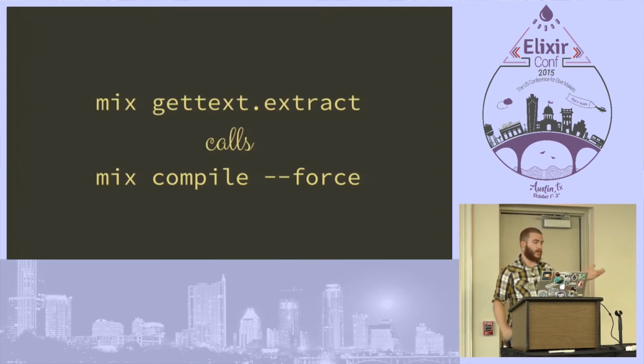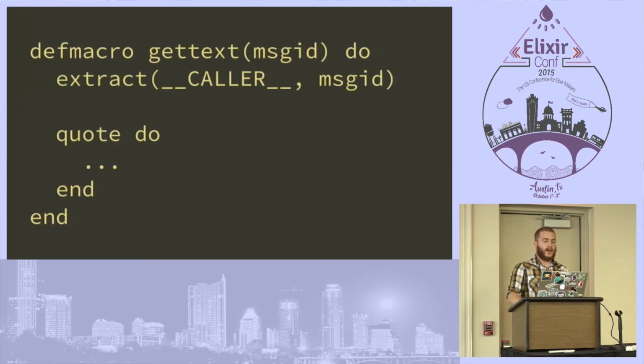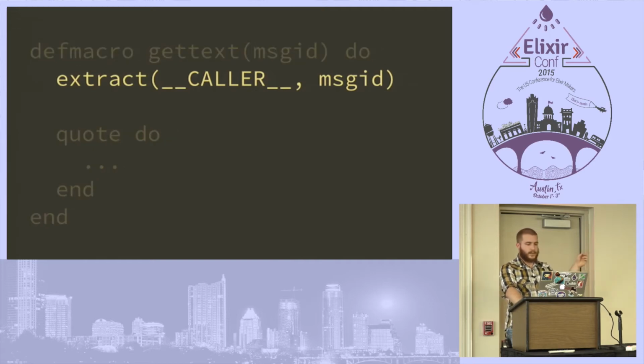So what you do to extract translations is you call mix gettext.extract, and this first recompiles the whole project. So it recompiles all the files in your project. All macros are recompiled, and all the code in macros is executed, right? And this is what the Gettext macro looks like, roughly. Basically, this is what I'm talking about, right? You have a quote do part that you return, which is the AST that's going to be executed at runtime, and then everything before that is executed only at compile time, right? And it goes away at runtime. So what we do is we extract translations exactly there.